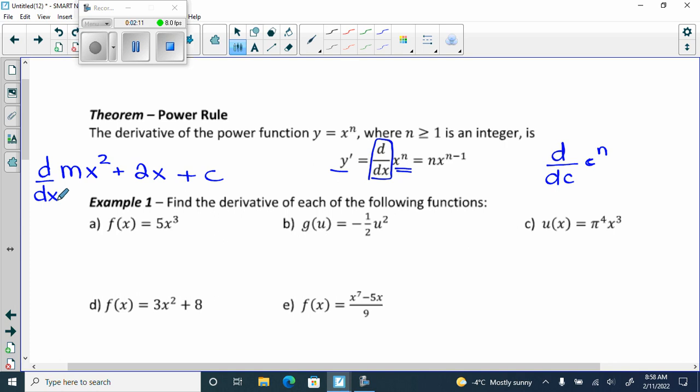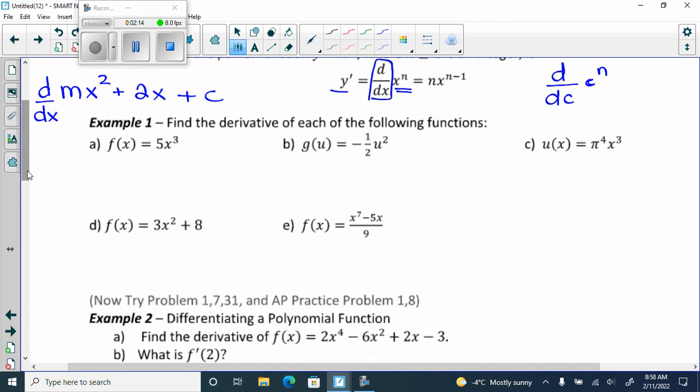Okay, example 1. Find the derivative of each of the following functions. So, it shows up here that we take the n, drop it in front, and then reduce it by 1, right? This is just the general form of power rule.